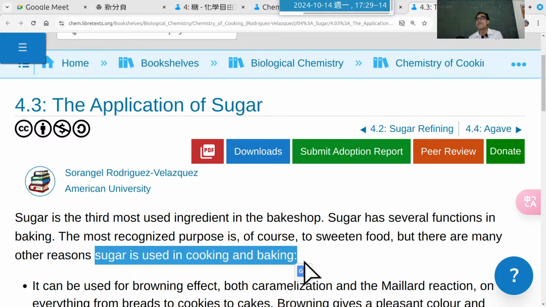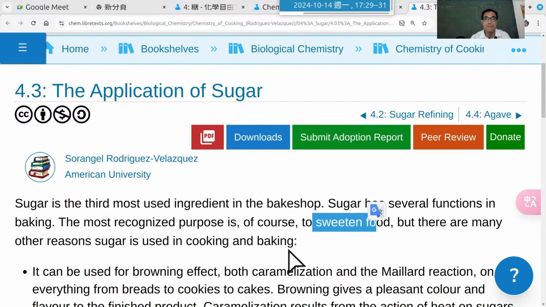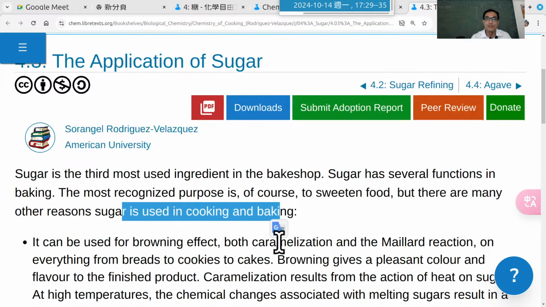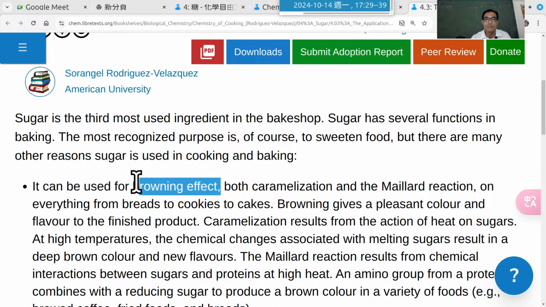Actually, if the bakery is using yeast, not a chemical leavening agent, the yeast may digest the sugar. The sweetness may be decreasing. Okay. Then there are other reasons sugar is used in cooking and baking. First one, it can be used for browning effect.